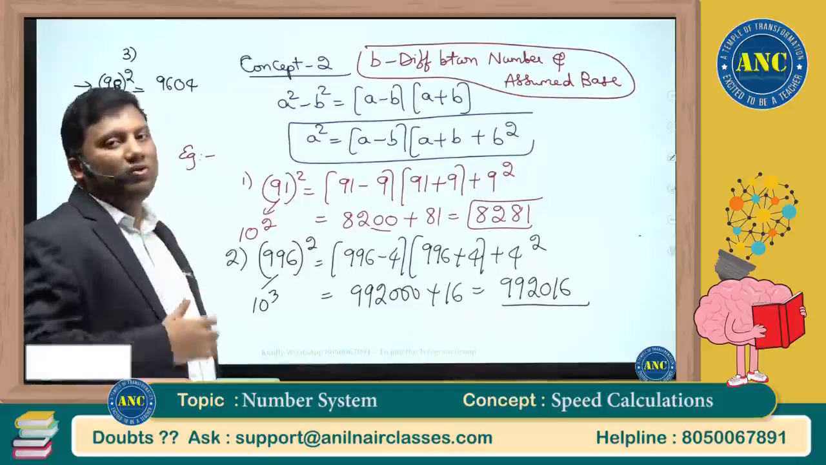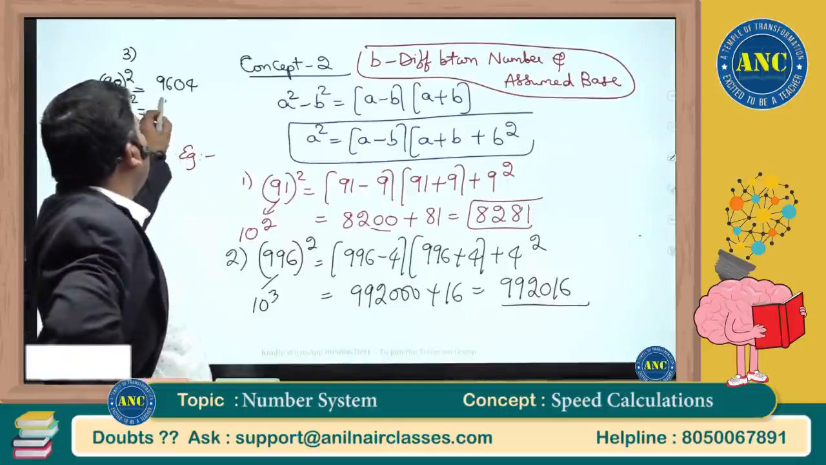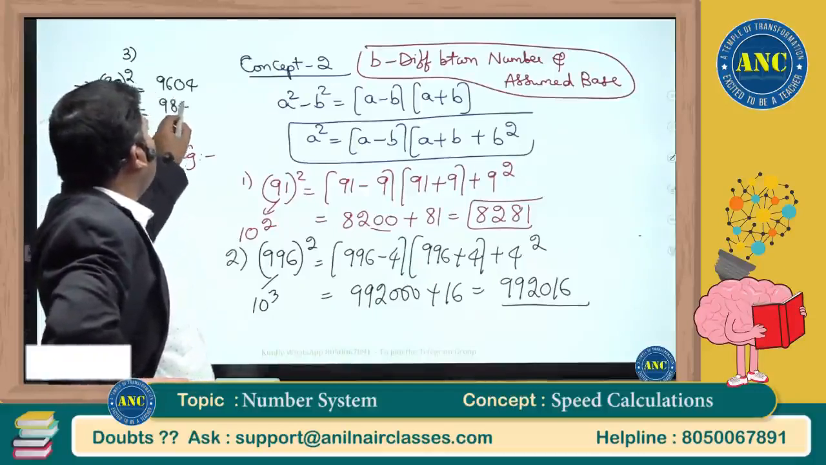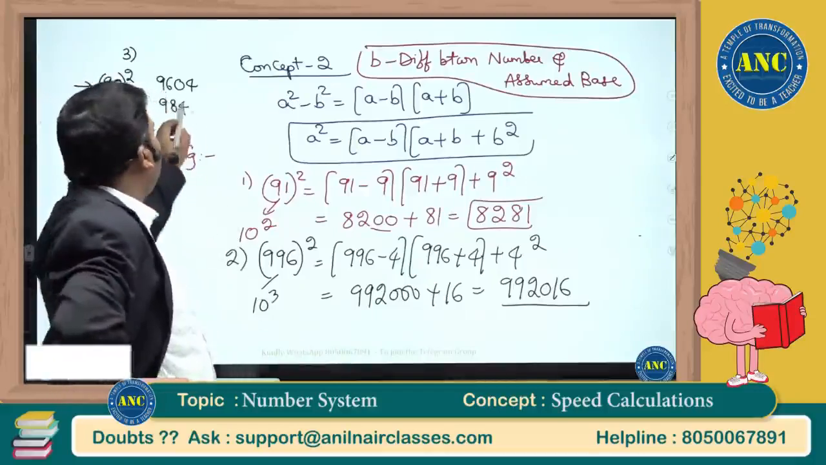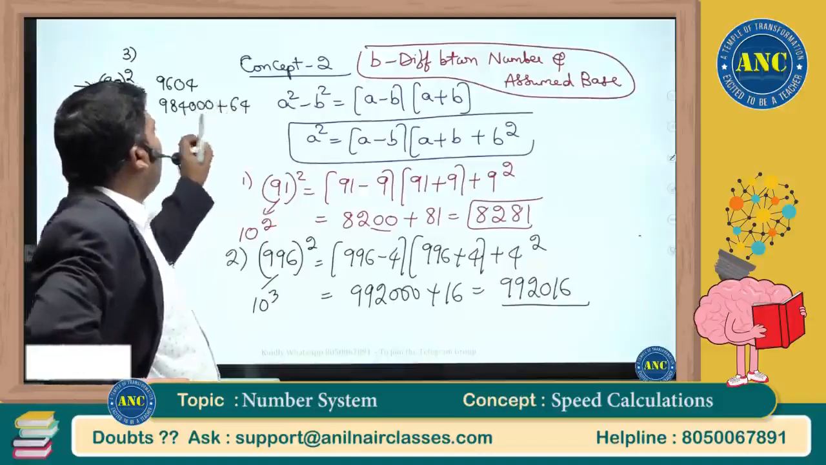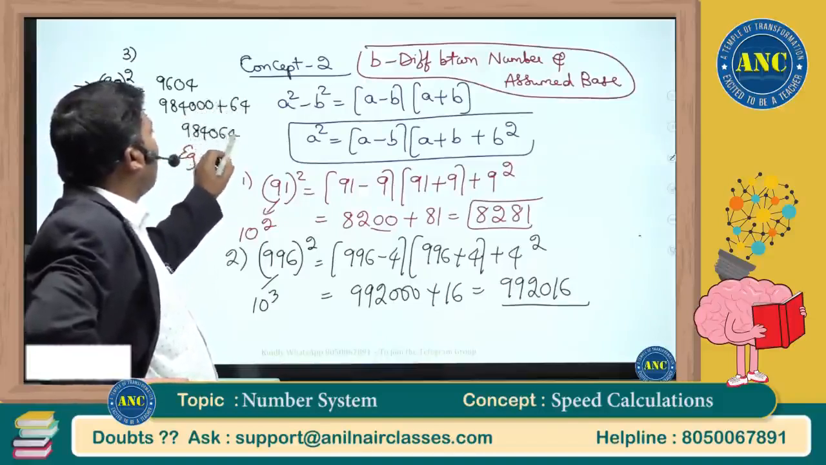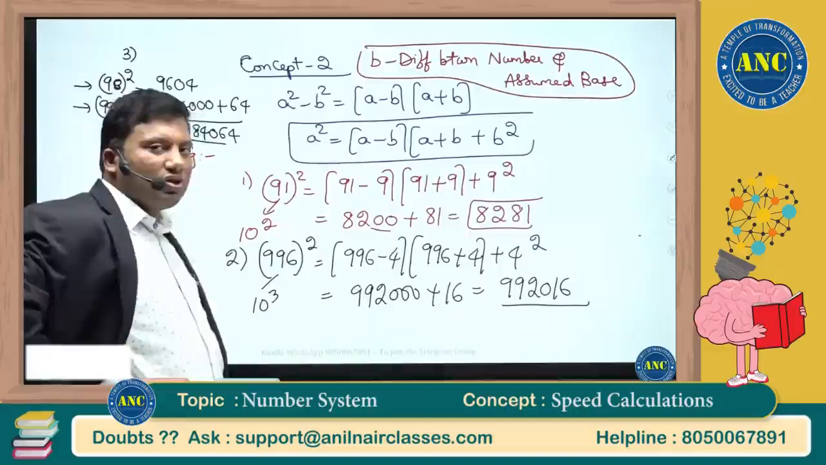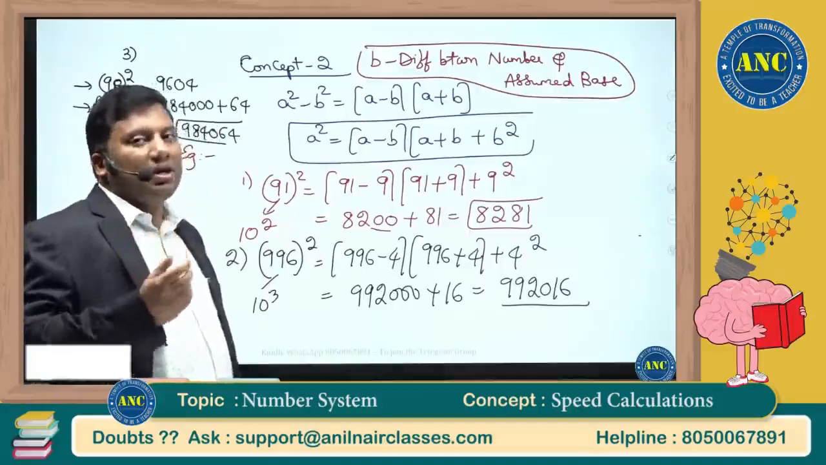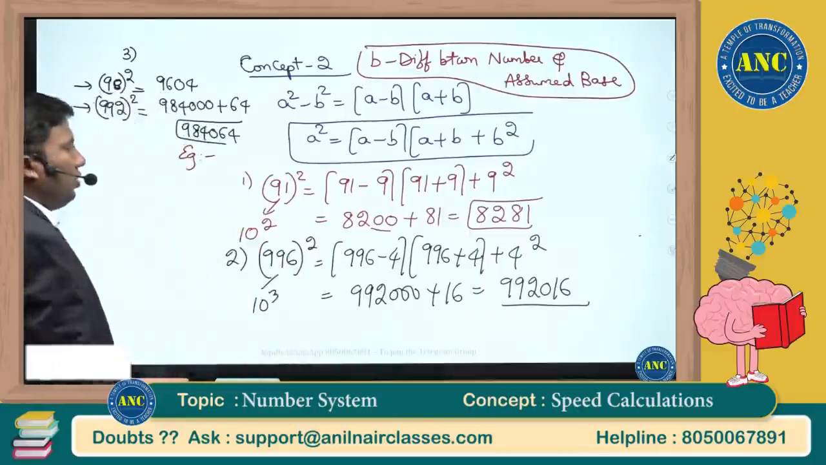992 whole square. Try to solve it orally. 992 is nearer to which number? 1000. 992, 1000, 8 difference. 992 minus 8, 984. 1000 is 3 zeros. 8 square is 64. So the answer for this question is 984064.